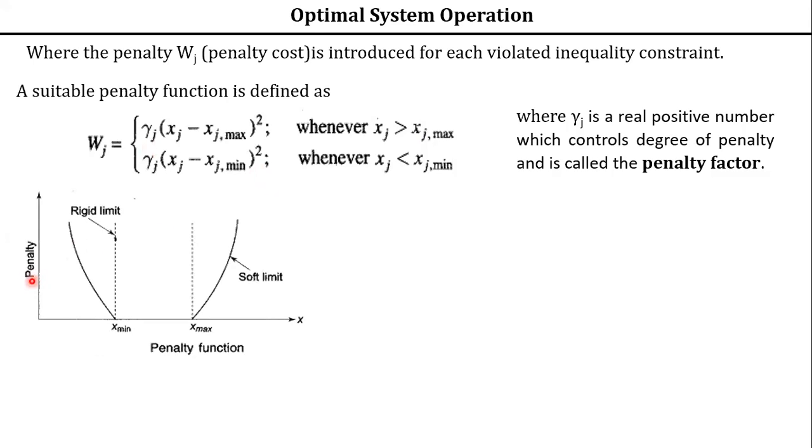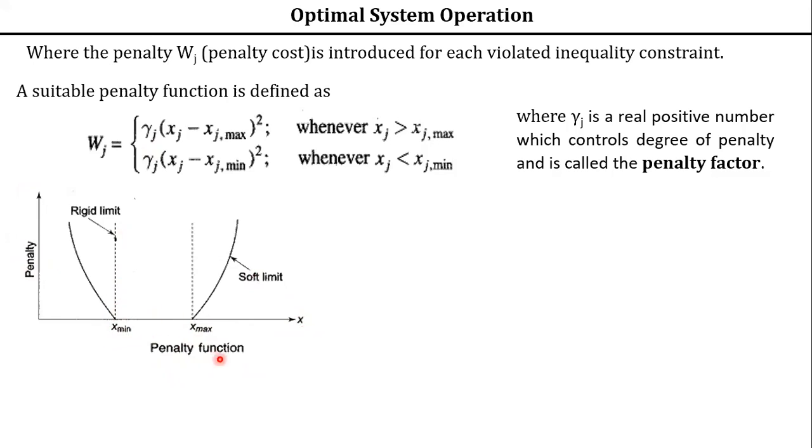So this is your penalty, and this is your penalty function Wj. This is your penalty function, and this is a variable x; we are taking it with respect to x, isn't it? This is your penalty on the y-axis. So x minimum and x max are the values.